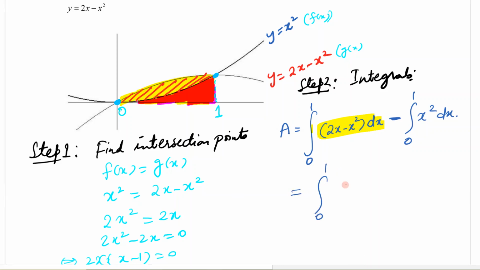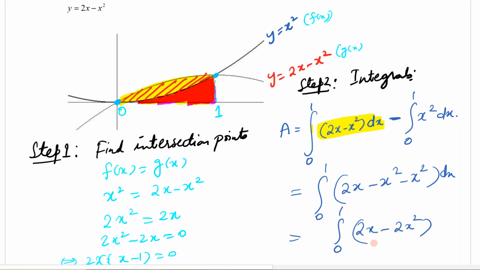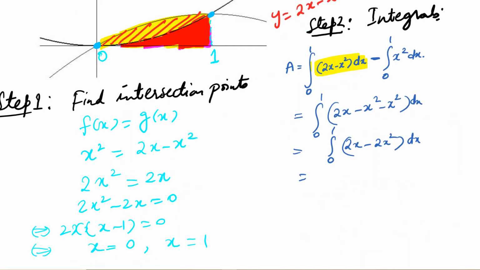So let's calculate this integral. From 0 to 1, we can just combine them together: 2x minus x square minus x square dx. So our integral is from 0 to 1 of 2x minus 2x square dx. The integral of 2x is 2x square over 2 minus 2x cube over 3, with limits from 0 to 1. We notice that the 2 and 2 cancel out. Then we put upper limit minus lower limit.